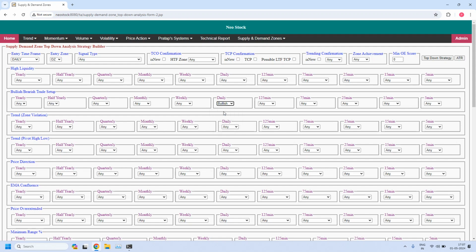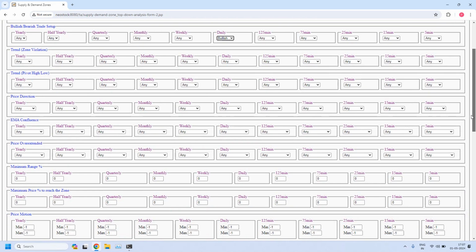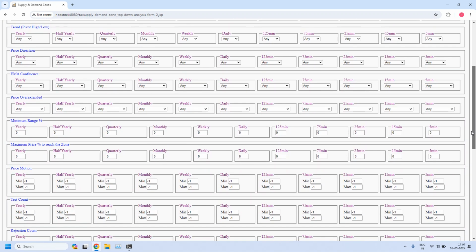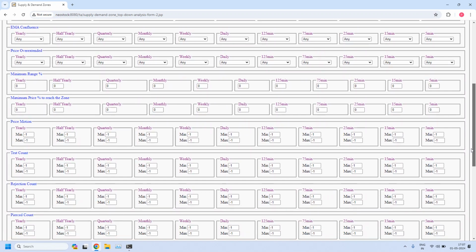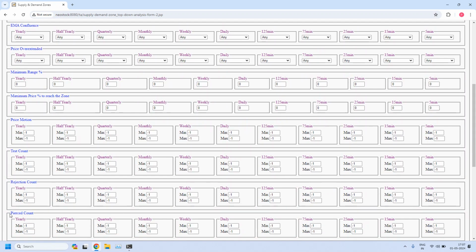Now with these parameters we can generate the report, but I want to add 3 filters. First filter is I don't want pierced zones because they are not tradable zones. So that is the reason why we have a parameter called pierced count, the last parameter in this page. Here in daily time frame, because it is our entry time frame, our entry time frame zone should not have pierced. Which zone did we select? Demand zone, because bullish trade setup entry zone should be demand zone. So for demand zone, we don't want any pierced demand zones.